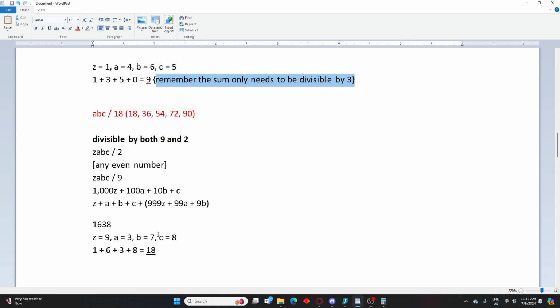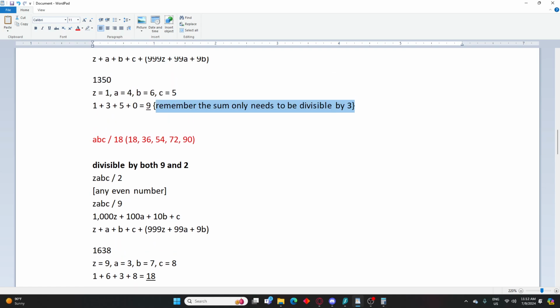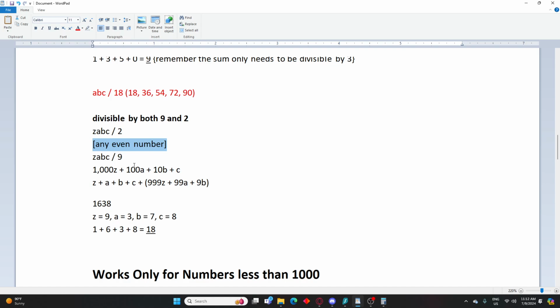And last but not least, for numbers that work for all numbers, we have 18. So to find out if a number is divisible by 18, you just simply have to find out if it's divisible by both 9 and 2. I'm saying the word divisible a lot. So if it's divisible by 2, pretty straightforward. It's just any even number. And if it's divisible by 9, just sum up all of the digits together, and if it equals 9, then it's divisible, because this side will always equal 9.